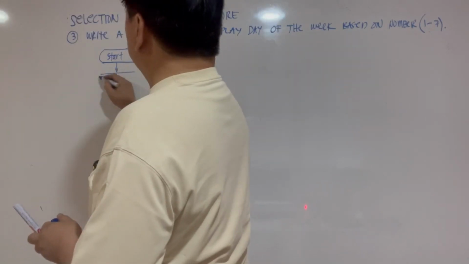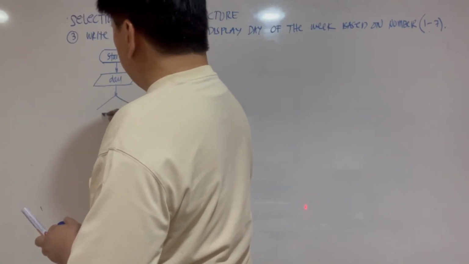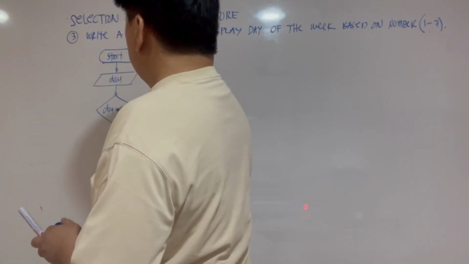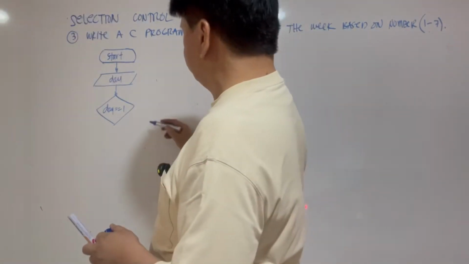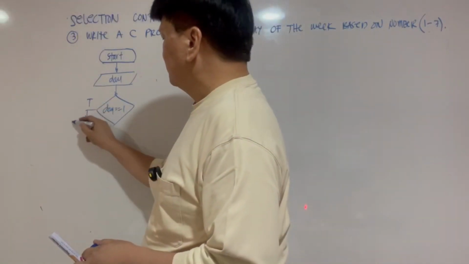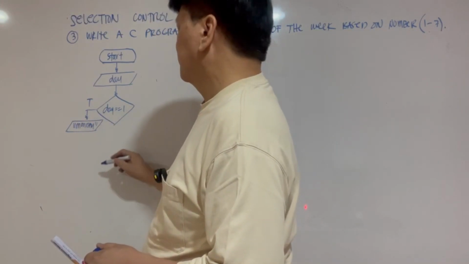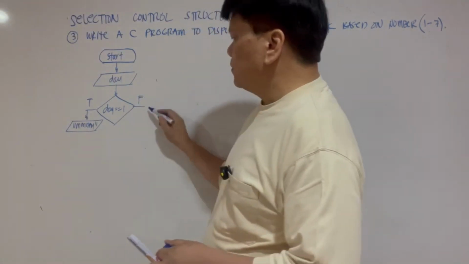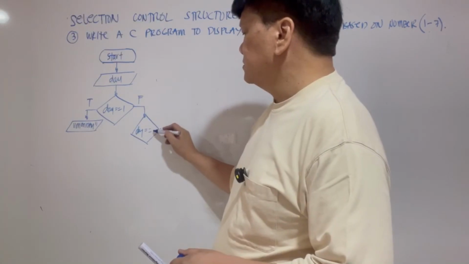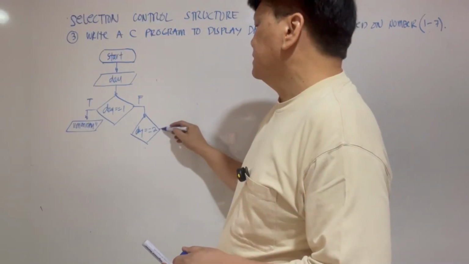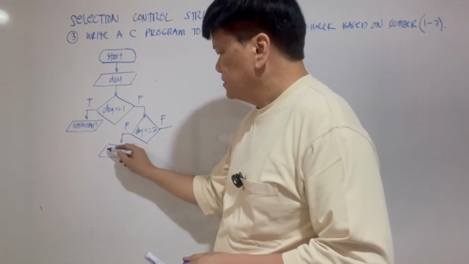Next is the input. Again, our input is day. Then we'll test whether the day is equal to 1. If it is equal to 1, if it is true, let's output the word Monday. If it is false, meaning not equal to 1, then we test if the day is equal to 2. If it is true, we'll output Tuesday.